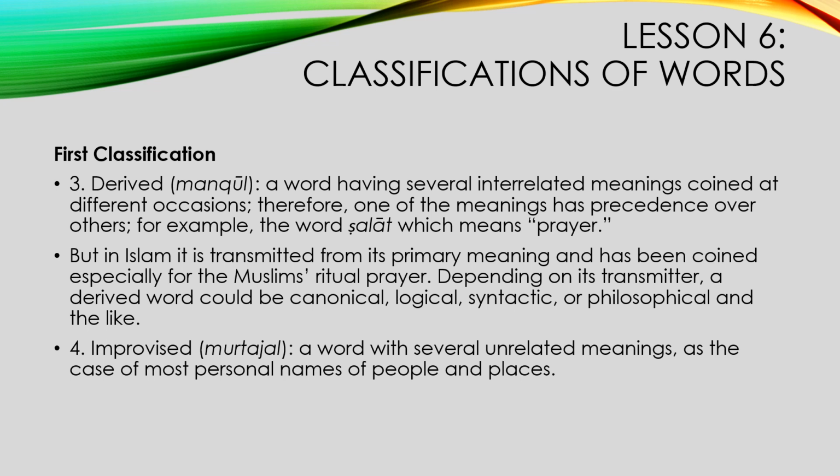Depending on its transmitter, a derived word could be canonical, logical, syntactic, meaning it has something to do with syntax or nahu, or philosophical and the like. Number 4, what we call improvised or murtajal. It means a word with several unrelated meanings, such as the case of most personal names of people and places.